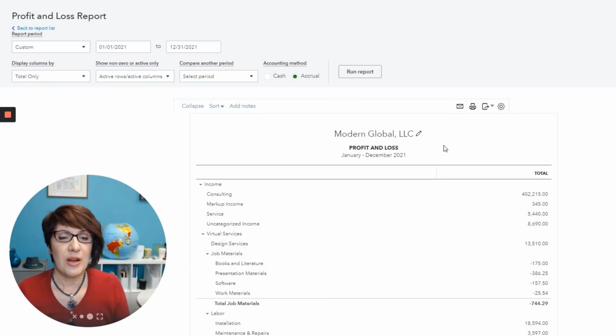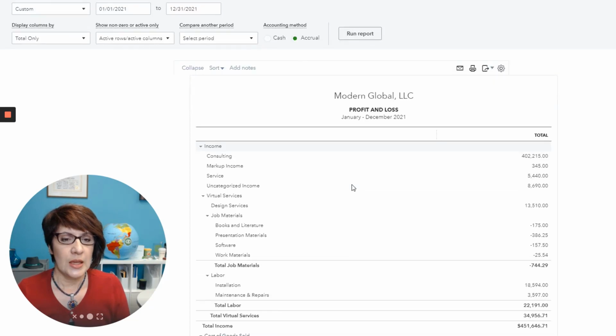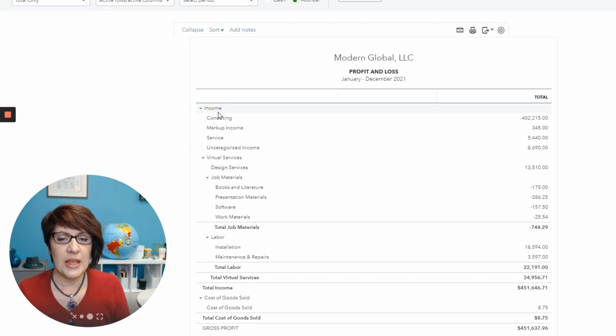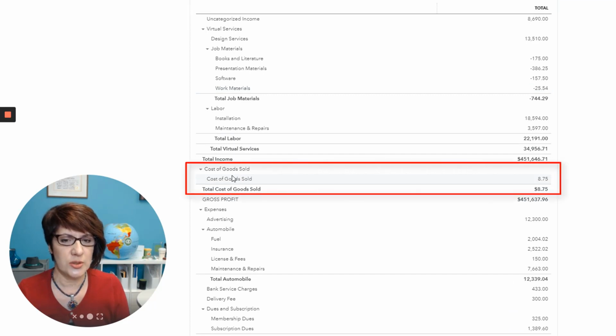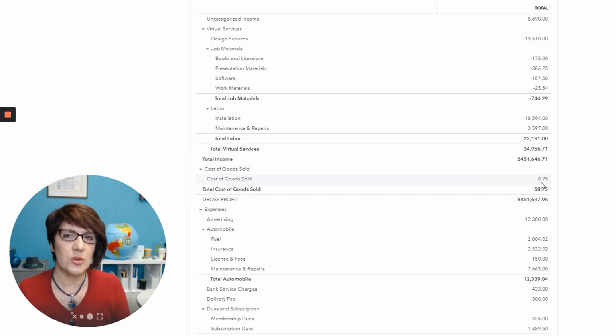Okay, so I am in the profit and loss report for the year 2021, which is the year we're reviewing for our sample company. We have the profit and loss, the income accounts, and then we'll go here to cost of goods sold. For the full year, we see that they have a cost of goods sold of $8.75.